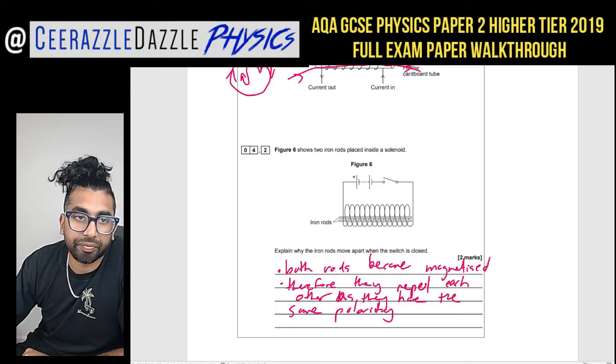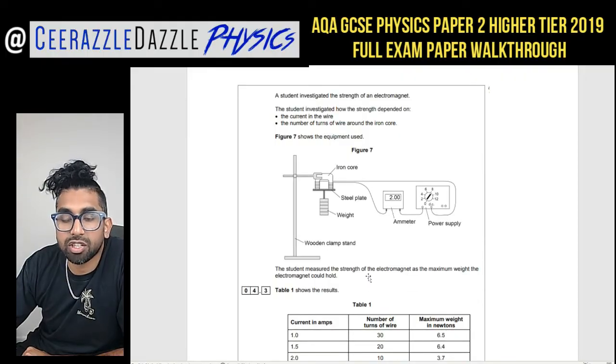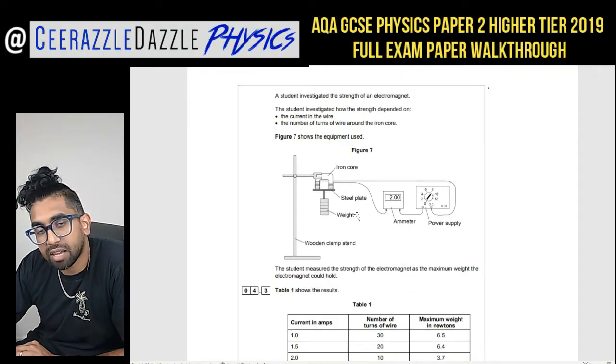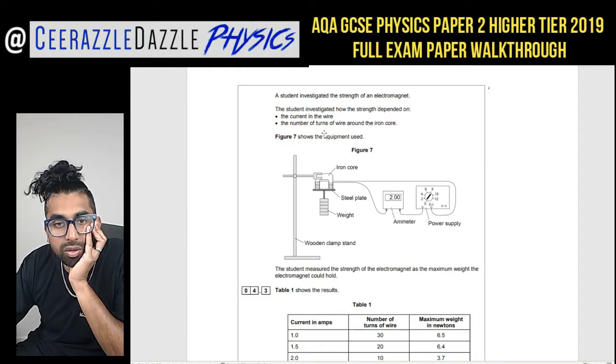Excellent stuff. Okay, next one. A student investigated the strength of an electromagnet. The student investigated how the strength depended on the current in the wire and the number of turns of the wire around the iron core. Figure 7 shows the equipment used over here.